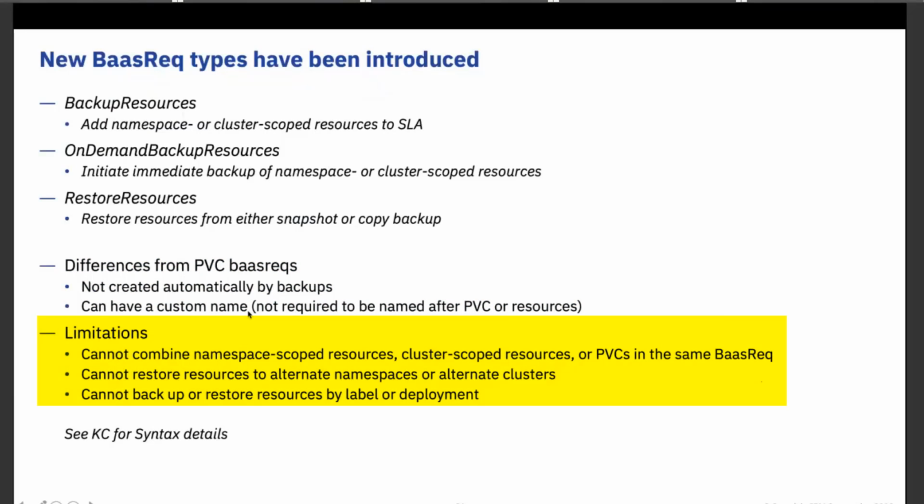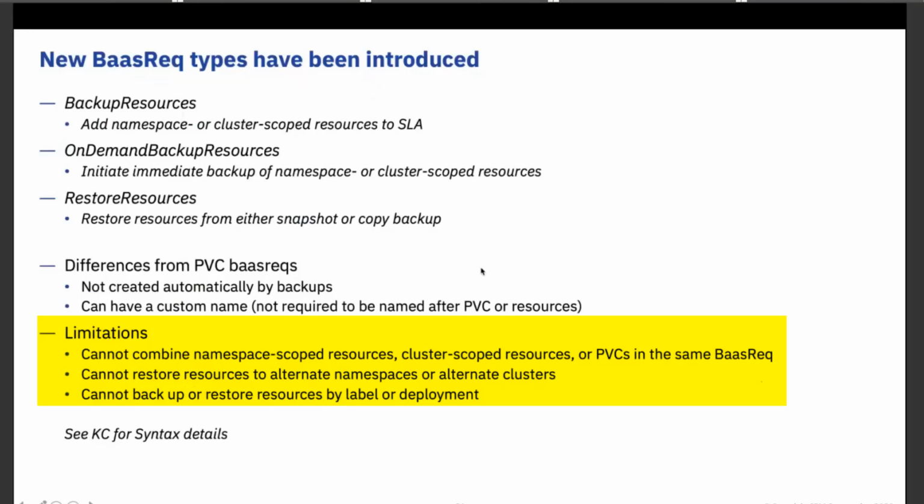There's a few limitations you should know about. You can't combine namespace scope resources and cluster scope resources or PVCs in the same BASREC. So if you wanted to back up all three of those, you'd have to create three different BASRECs. The restore via GUI you can do to alternate namespaces or alternate clusters. But for resources, you can only restore to the same namespace in the same cluster. PVCs is different, but this is resources we're talking about. And then finally, you can't back up by label or deployment just the resources. But if you back up a label with the PVCs, then it'll also get the resources that have that label. But you can't do just resources by label or deployment.